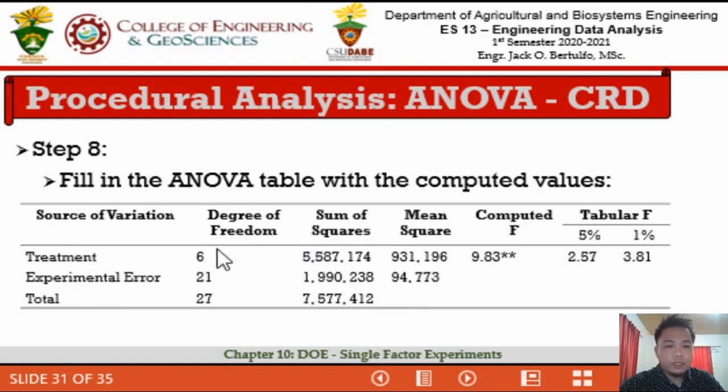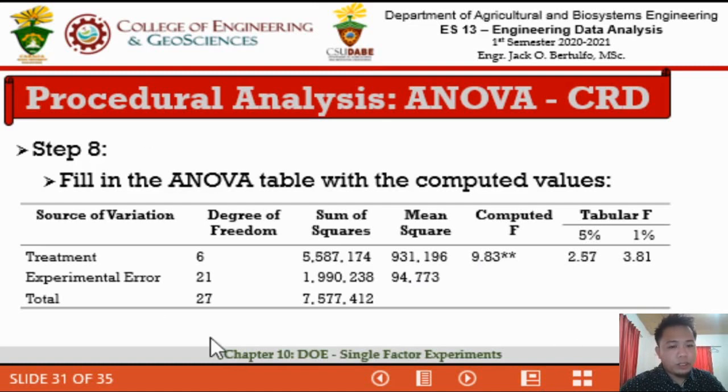So for treatment, you have this degree of freedom, 6, 21, then the total of 27. Just plug in the sum of square here. Then you can also calculate this value of sum of square divided by this, which is 931.196. Then this value divided by 21, you have this. Then 931 divided by 94, you have this 9.83. Okay, now let's compare this to the tabulated F value.